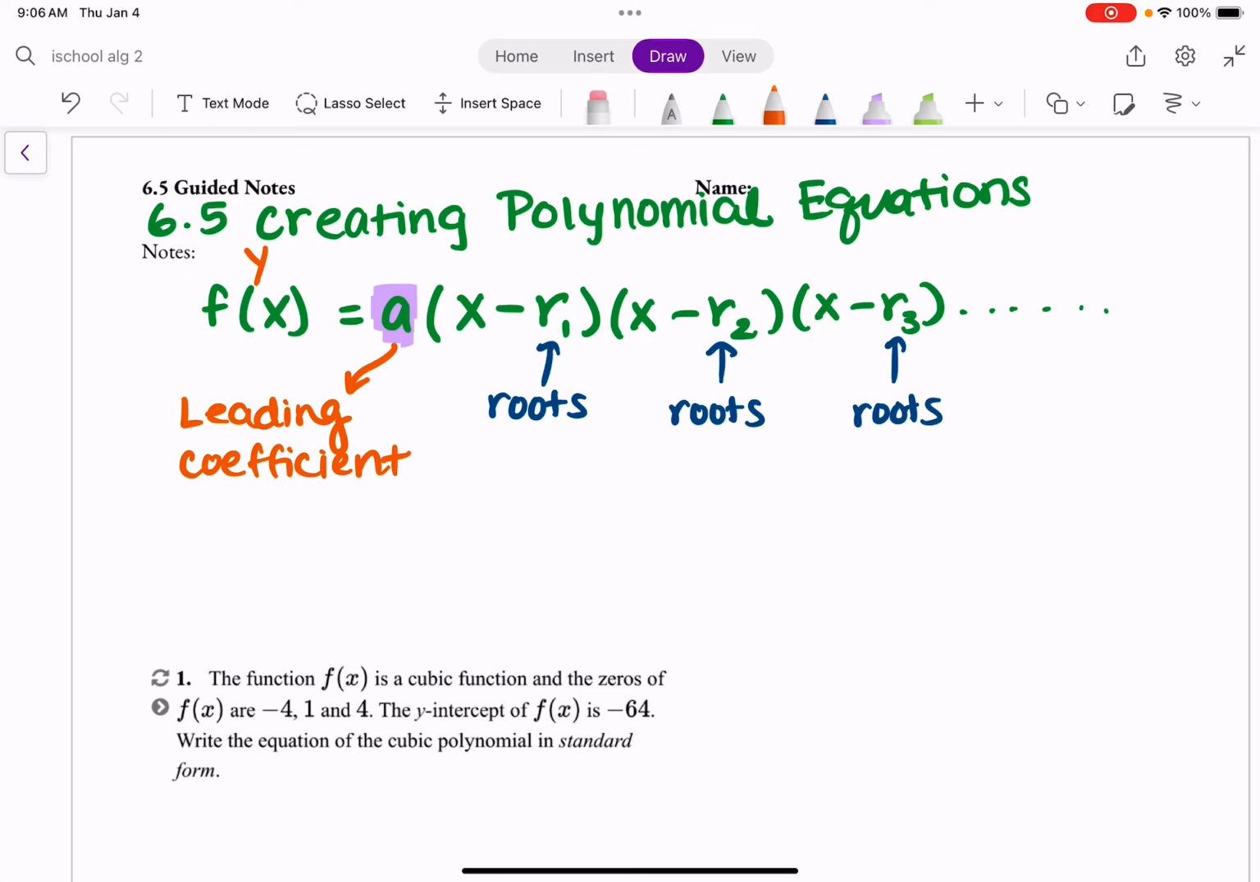What we're going to be talking about today is how we can create equations in standard form when we're given some information. Okay, so we're going to be doing 2 problems. It is a lot of algebra, so the practice is actually only, I think, 4 problems.